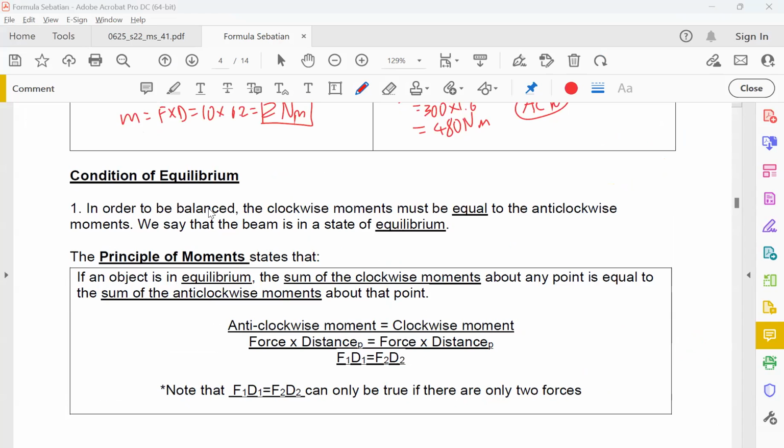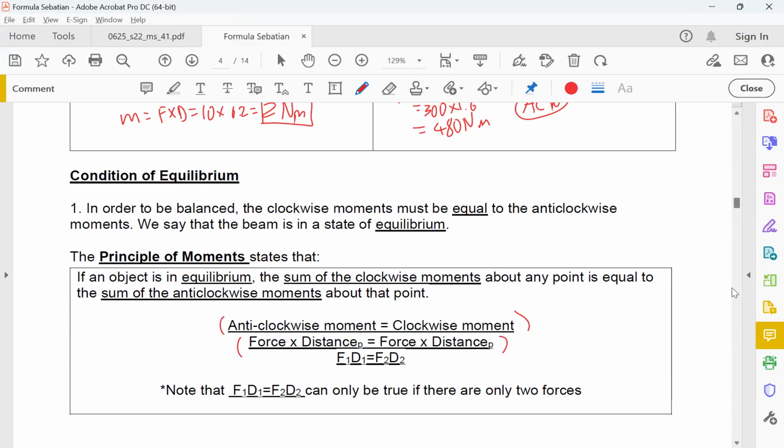In order to be balanced, the clockwise moments must be equal to the anti-clockwise moments. We say that the beam is in a state of equilibrium. The principle of moments states that if an object is in equilibrium, the sum of the clockwise moments about any point is equal to the sum of the anti-clockwise moments about that point. About that point means with reference to the pivot, guys, right? So obviously anti-clockwise moment equals clockwise moment.